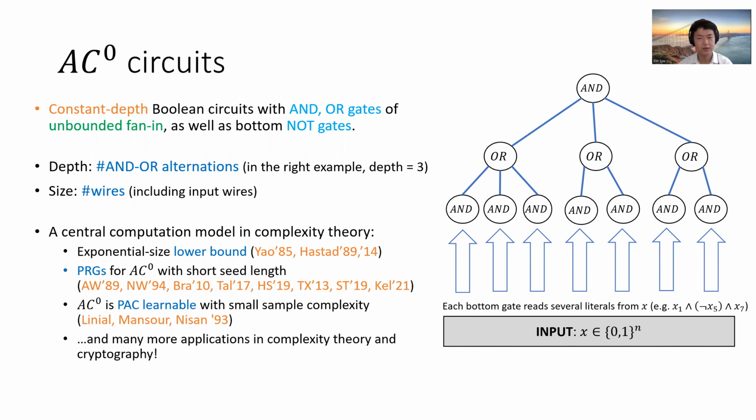AC0 is a central computational model that has been studied extensively in complexity theory. Now, people have a fairly good understanding of AC0 circuits. For example, we know strong exponential size lower bounds against AC0. We know how to construct pseudorandom generators for AC0 with short random seed. We know that AC0 is PAC learnable with small sample complexity. There are many more applications of AC0 in complexity theory and cryptography. However, for today's talk, we will be focusing on the second topic, that is, constructing PRGs for AC0 circuits.